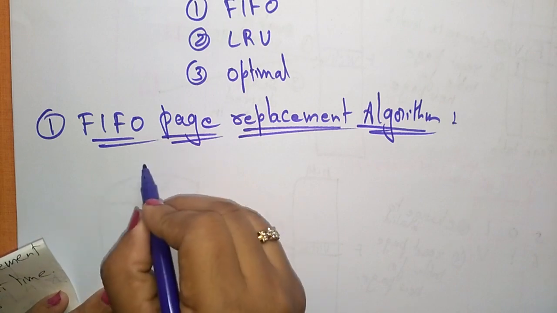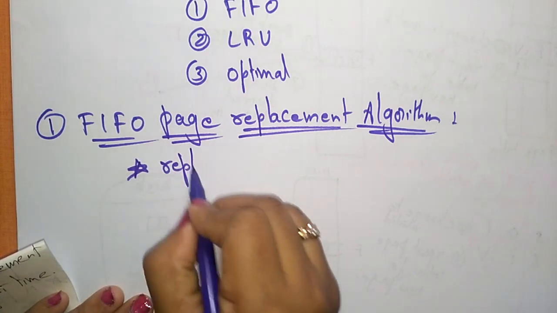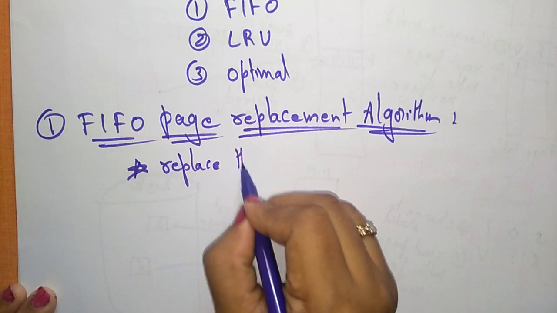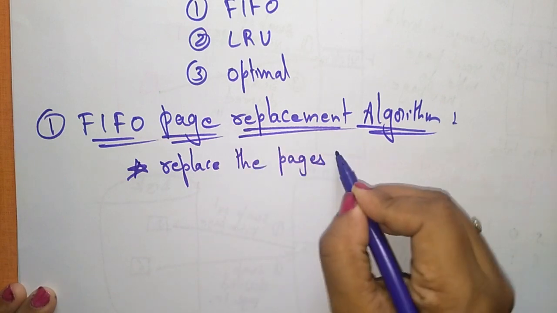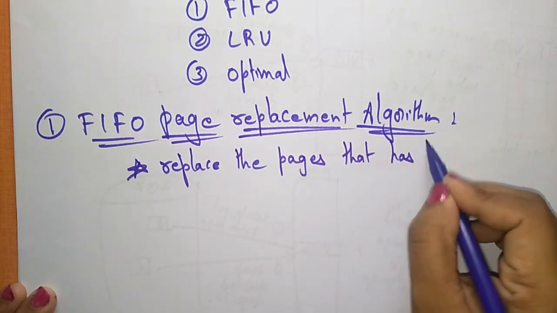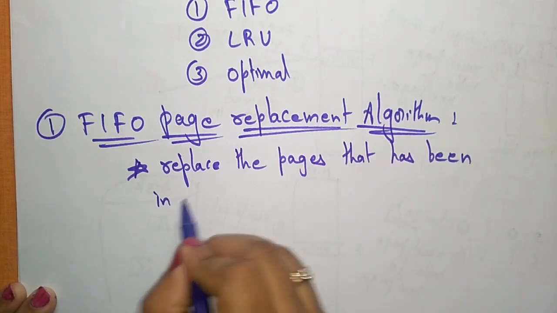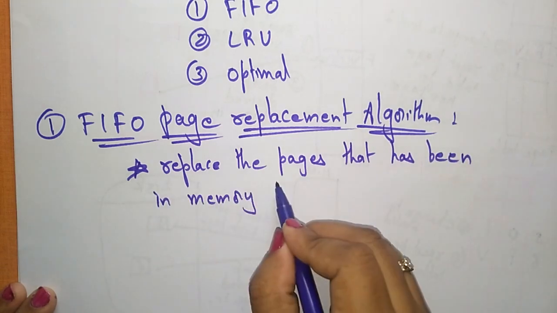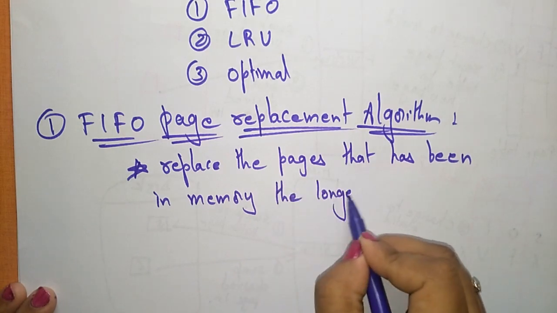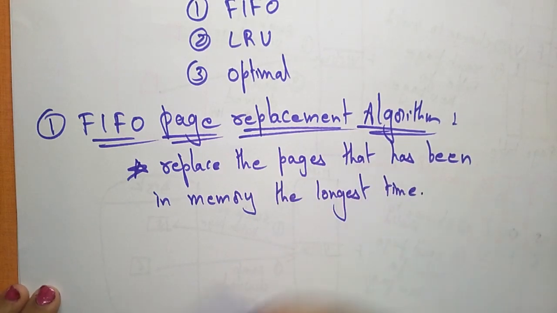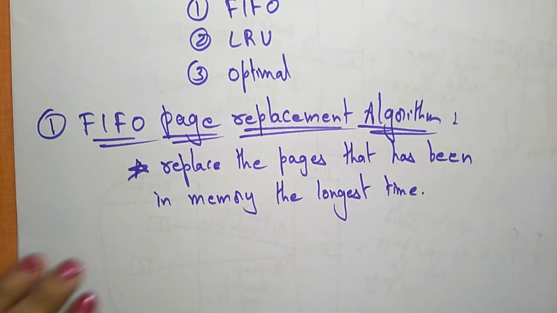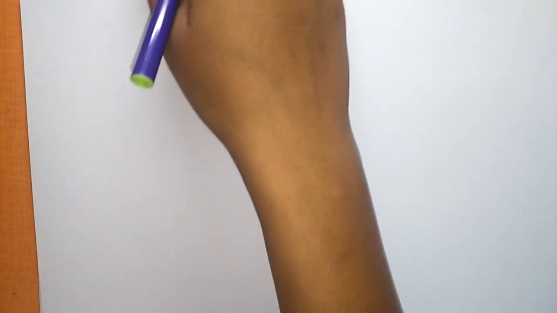So replace the page that has been in memory the longest time. When a new page must be loaded, the page brought in earliest is removed. Let me explain with a simple example. Let us consider an example of how this first in first out page replacement algorithm will work. So let me explain the FIFO example.